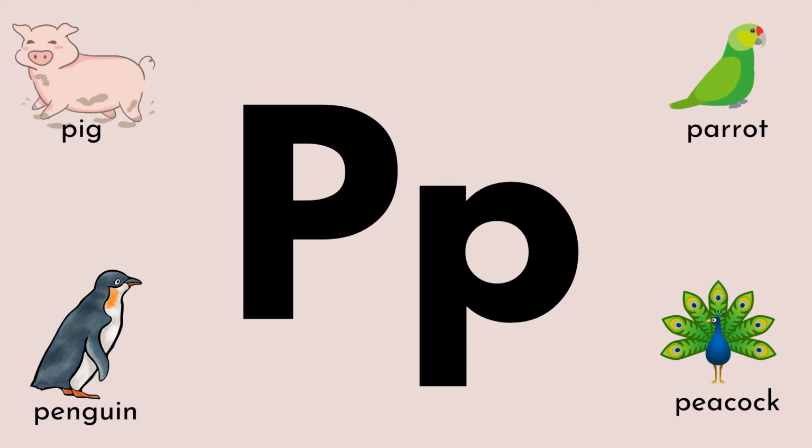Letter P. The sound is P. Say P, like pig, parrot, penguin, peacock.